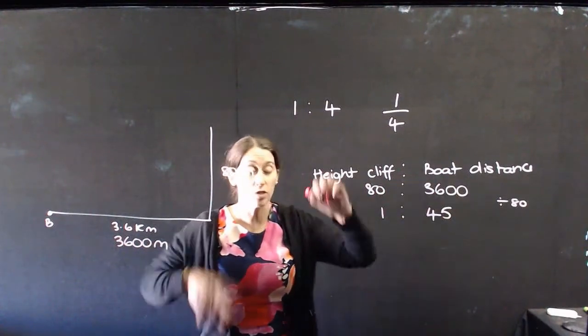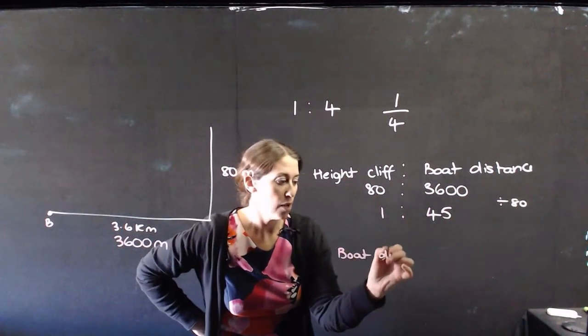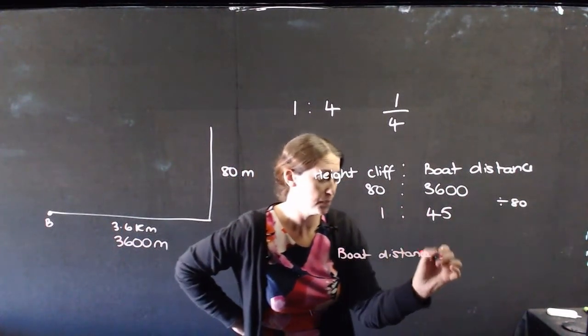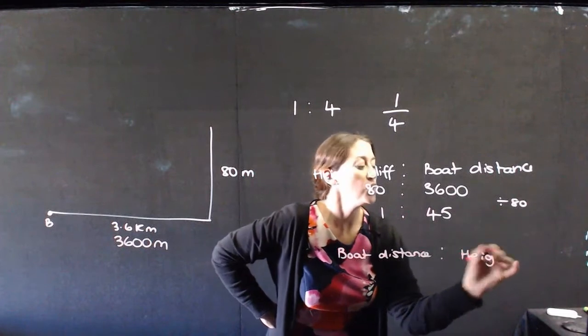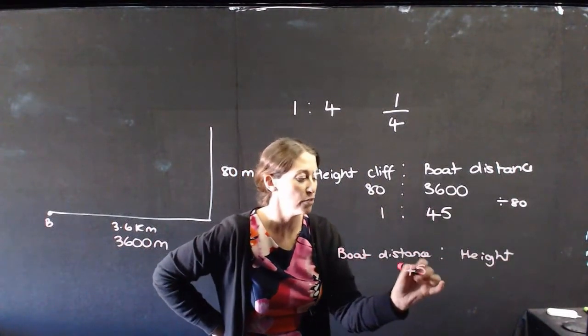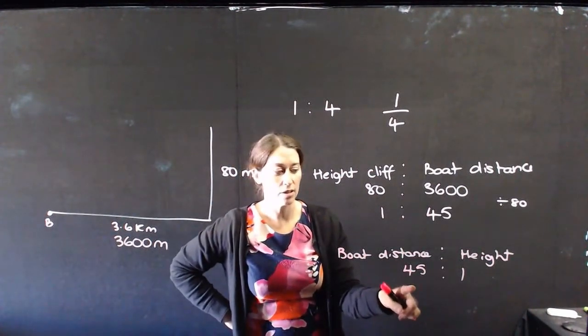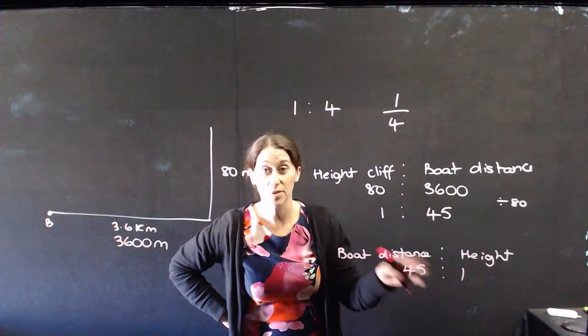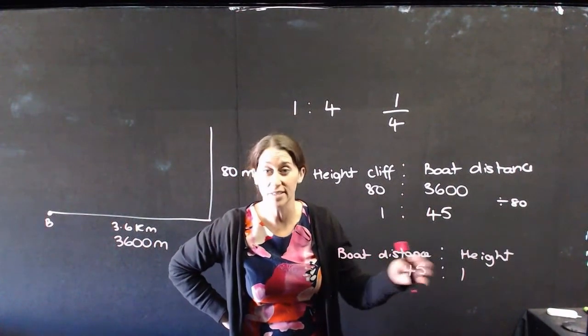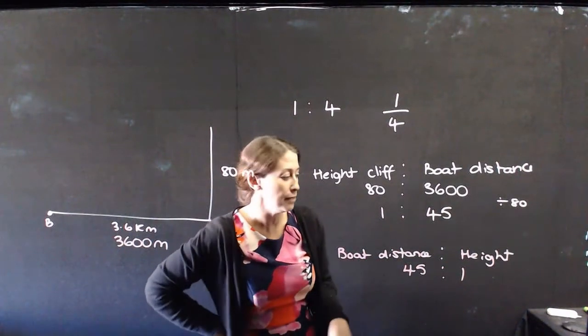And we can also look at the ratio the other way around. If I wanted to look at the boat distance to the height of the cliff, then I would get, obviously, the 3,600 to 80, which we know simplifies to 45 to 1, which means it's 45 times greater, the boat distance than the cliff height. That's what that means, okay?